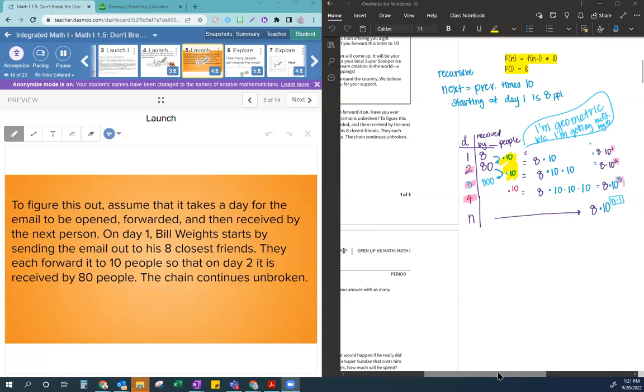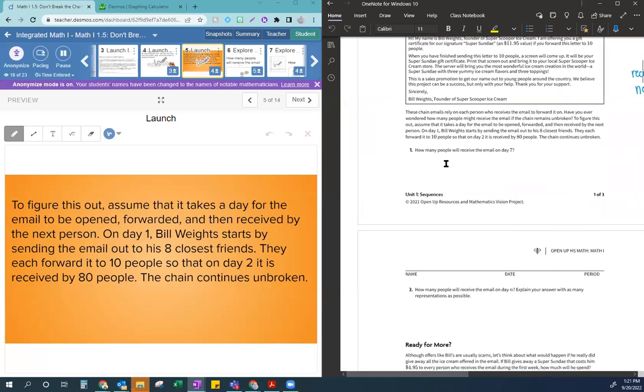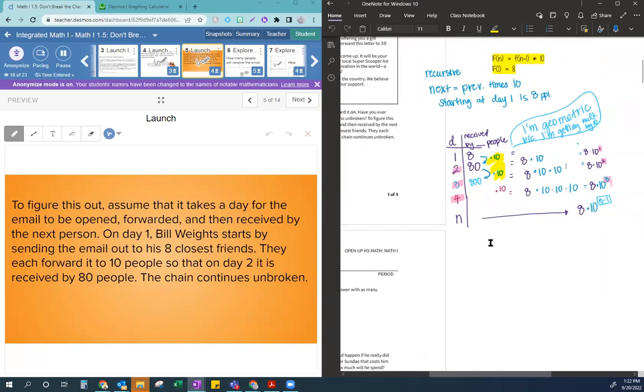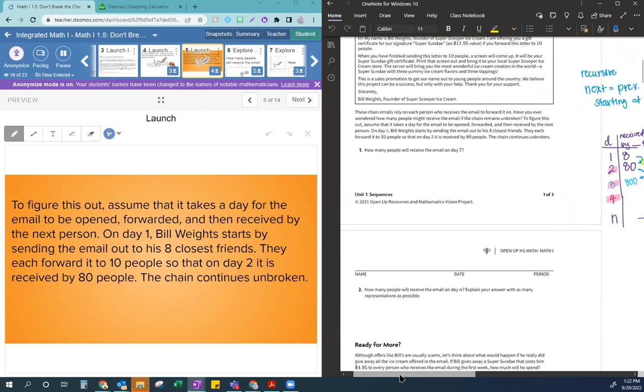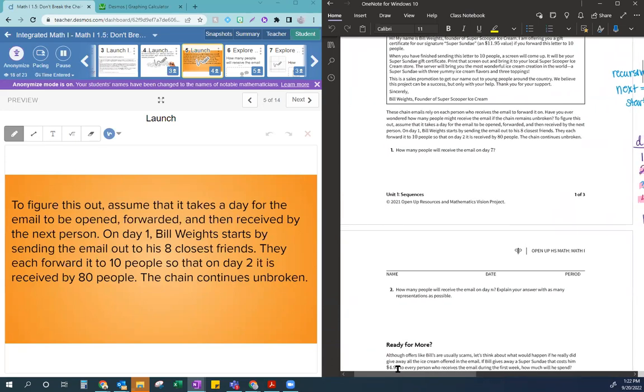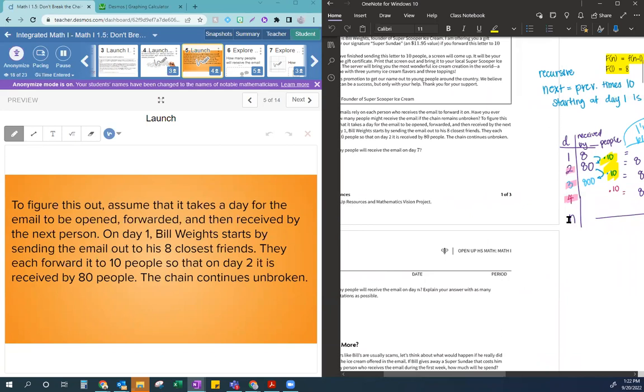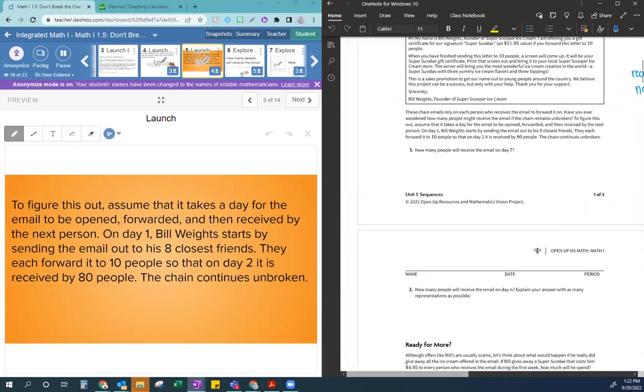Now look. Ms. Johnson, they didn't even ask you that. They just wanted how many people email on the 7th day. Well, okay, I could have multiplied by 2 over and over again, but now that I have this formula, I can actually plug it in. You probably said, oh, I know how to do this. I can just multiply by 10 every single time and get your answer. Absolutely, absolutely. I'm just showing an alternative way.